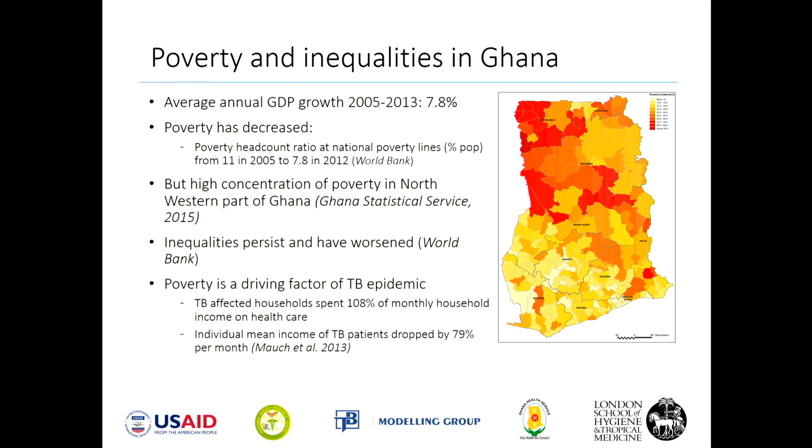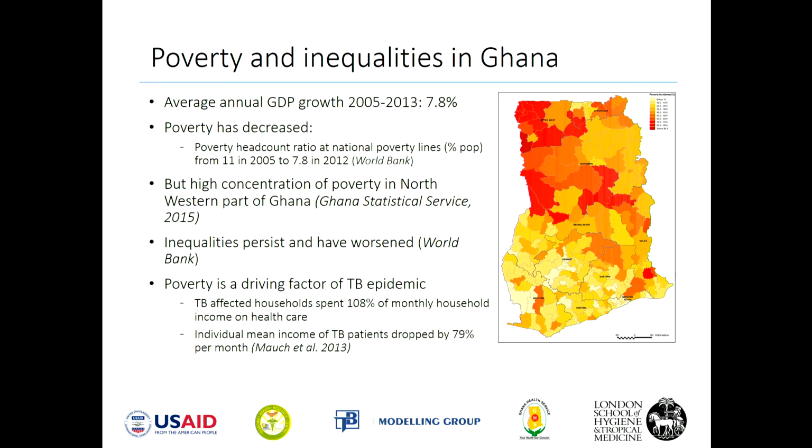And poverty has also decreased alongside an increase in economic growth. But the concentration of poverty remains in the northwestern part of Ghana. As you can see on this map, the red shaded areas are the poorest parts of the country, so the north and the northwest in general. And inequalities remain, and actually they've worsened in the past decade.